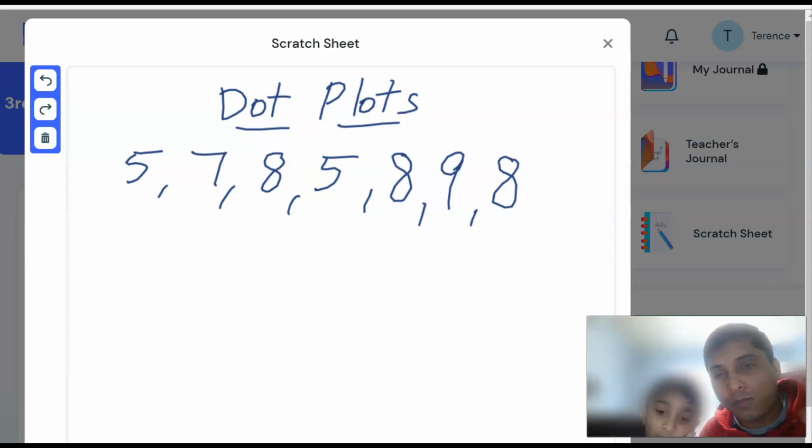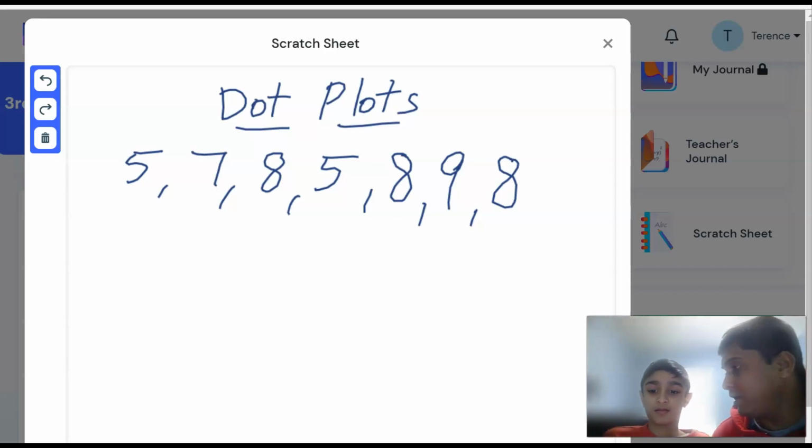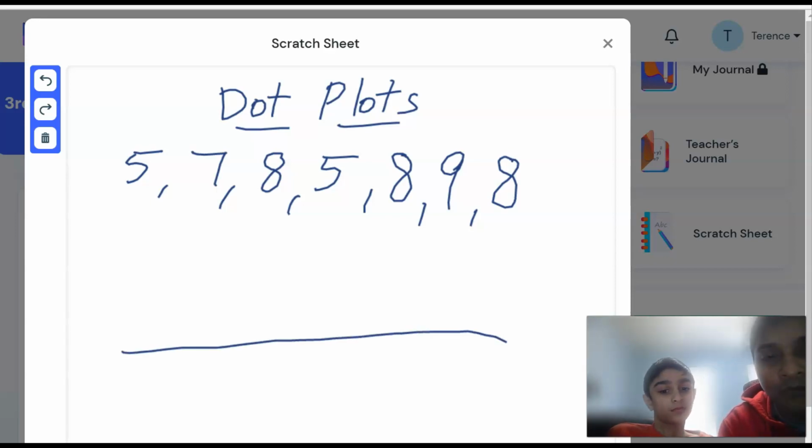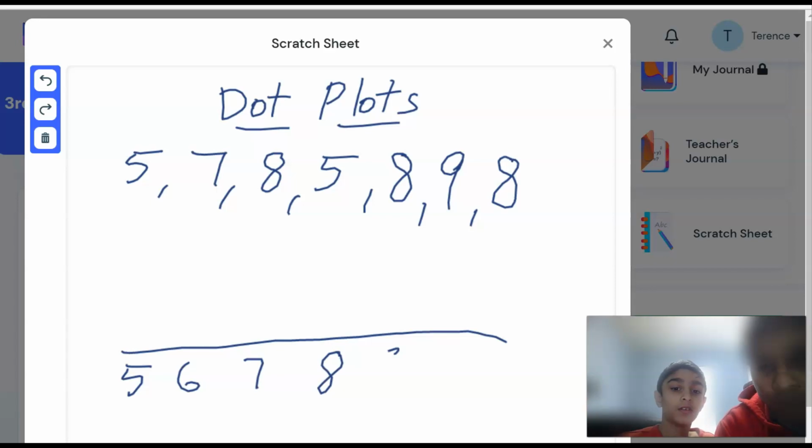So the common speed that we see is 8, you did 3 times, right? But 5 you did only 2 times. You did a 7, you did a 9. This is the number of speeds. Now on the dot plot, how you do this one is, let's start with the 5, right? We go with the 6, 7, 8, 9, and let's put maybe 10. We don't have a 10, but still we can put the number line here.